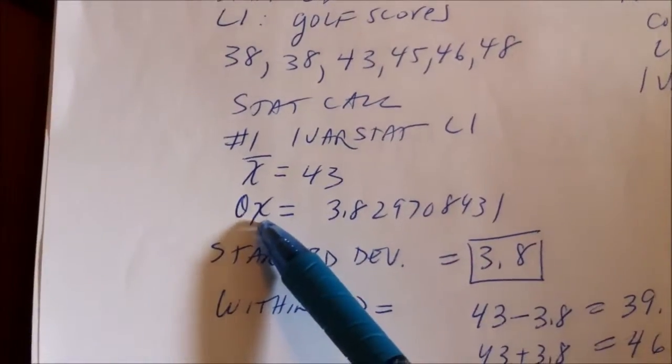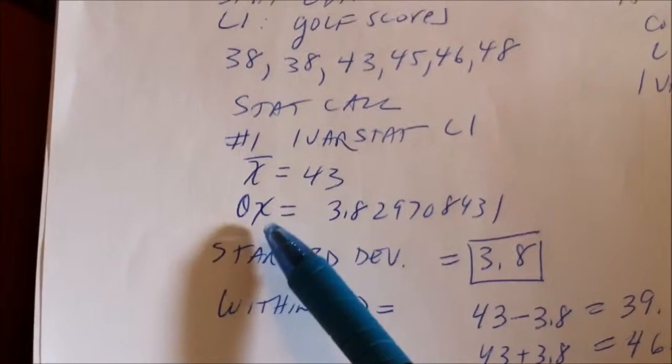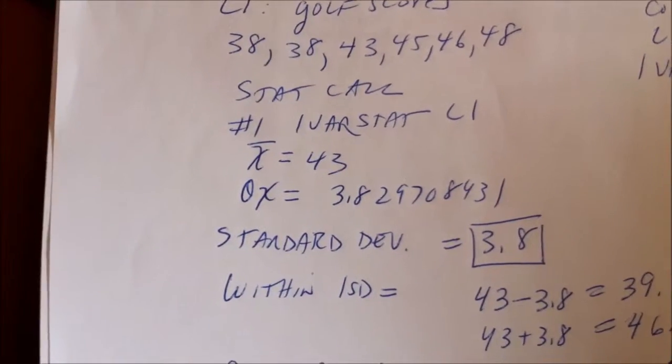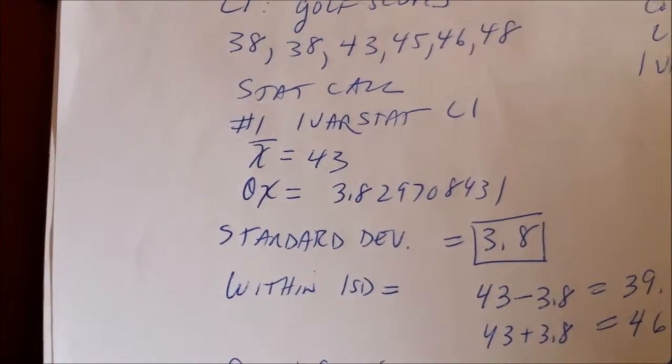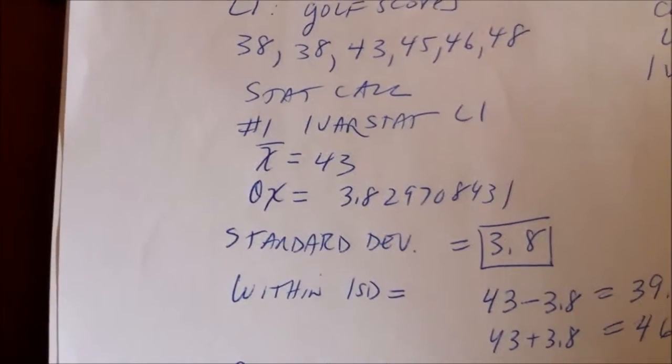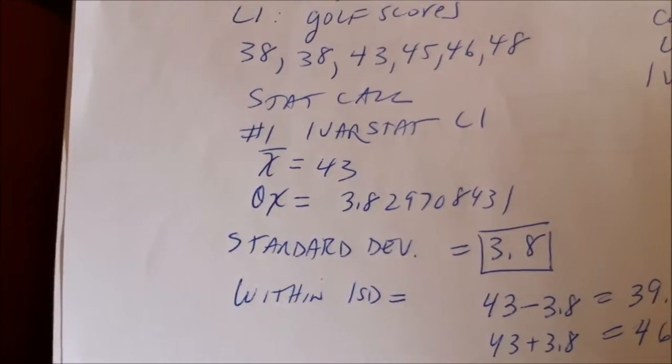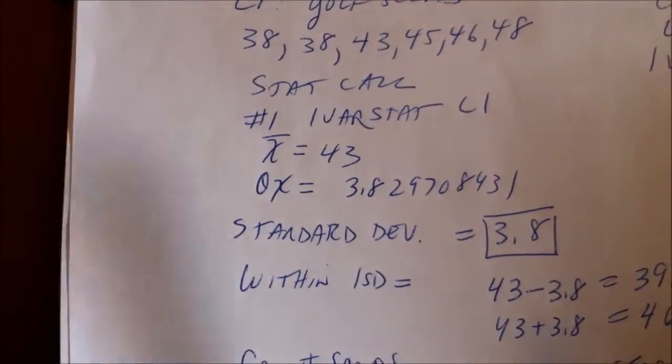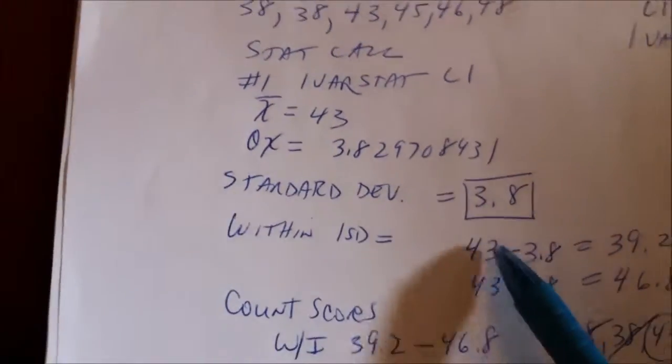And I'm using the population because all the golf scores always use population. The only time you're going to use sample, Sx, is if it says sample in it or it tells you to use Sx. So when in doubt, use population. So the standard deviation to the nearest tenth is 3.8.